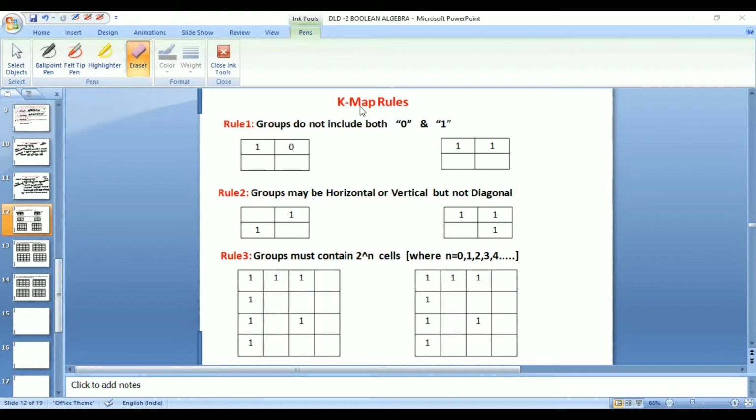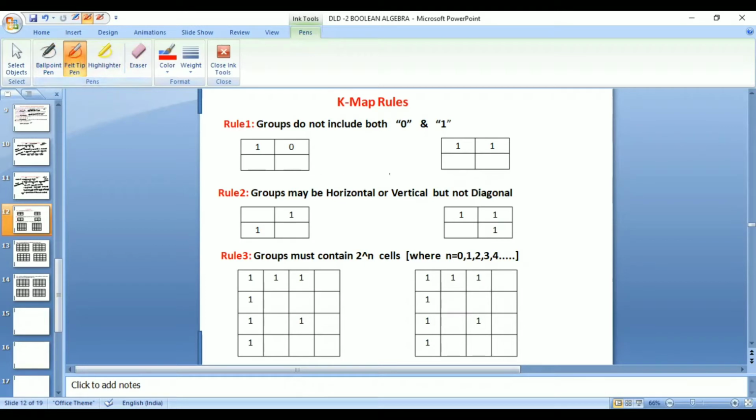In this video, we are going to discuss K-map rules. With the help of K-map rules, we can easily solve any type of problem, whether it is a 2 variable, 3 variable, 4 variable, or 5 variable K-map. With the help of these 5 rules, we can easily solve the problems. Now, let us come to the first point.